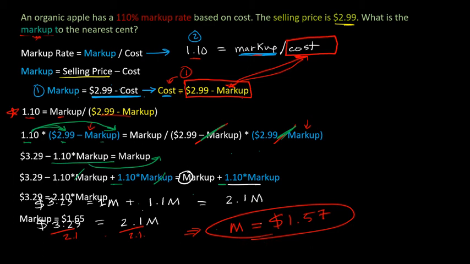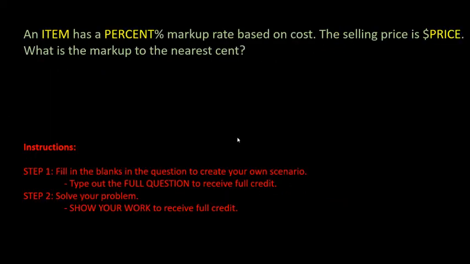Okay, now it's your turn. So for activity 2A, you are going to do step 1. This is activity 2A. An item has a percent markup rate based on cost. The selling price is price. What is the markup rate to the nearest cent? So you're going to fill in the item, the percentage, and the price, and then you're going to write down that complete question in the provided space in the Google form for part 2A.